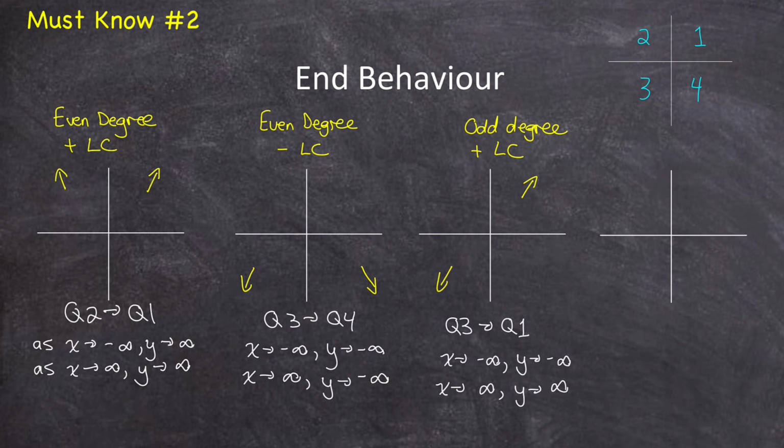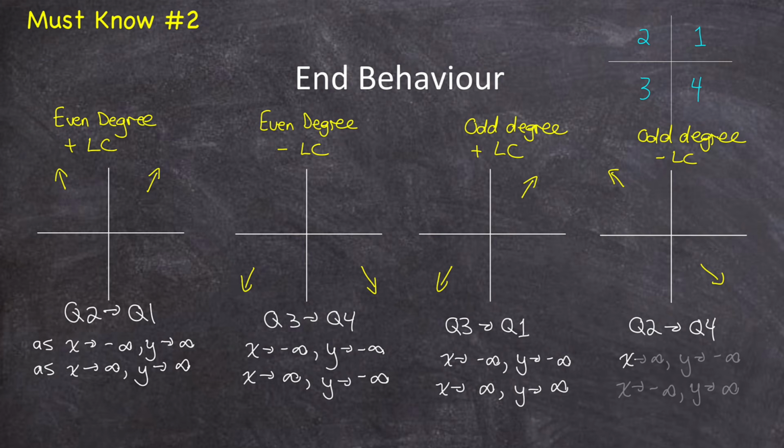And our last scenario is if we have an odd degree polynomial function, but we vertically reflect it by making the leading coefficient negative. That would make it go from quadrant number 2 down to quadrant number 4. And I'll quickly write this in infinity notation as well. Notice, for any odd degree polynomial function, the end behaviors are opposite. One side's going up and the other side's going down. The y values are going to negative infinity on one side and to positive infinity on the other side.